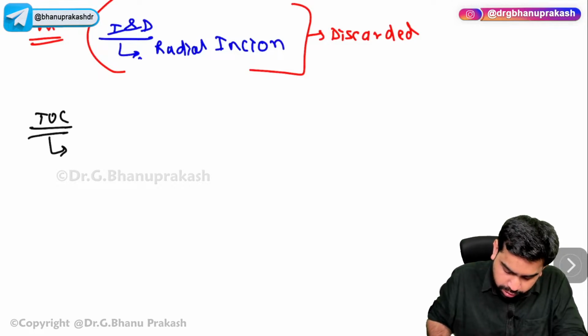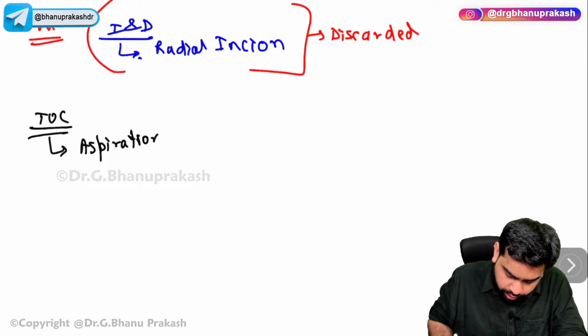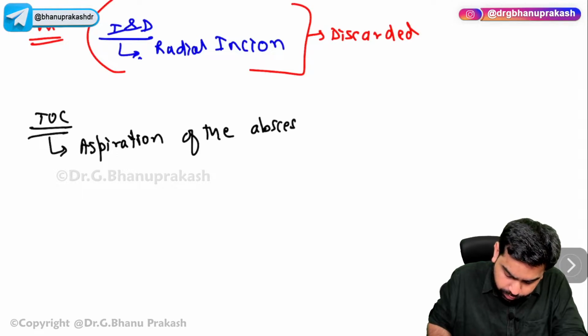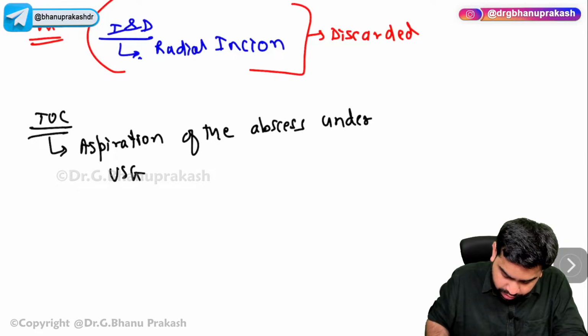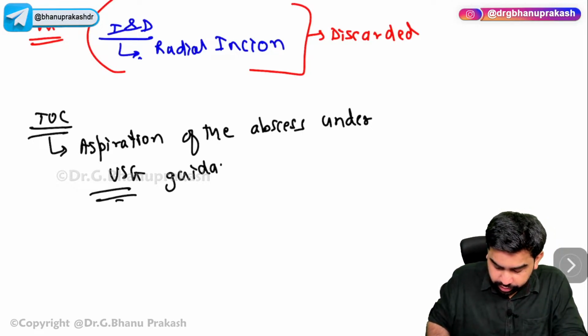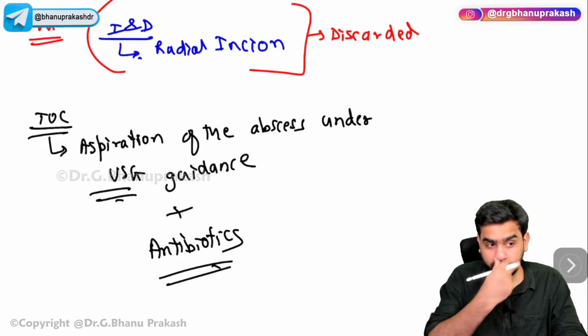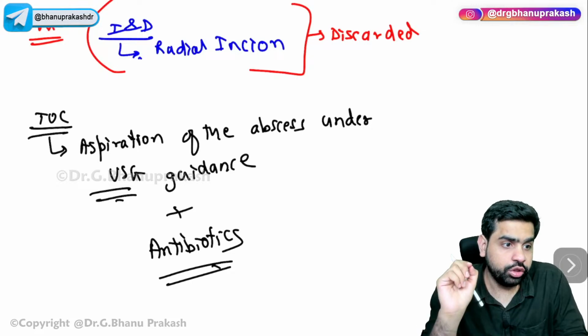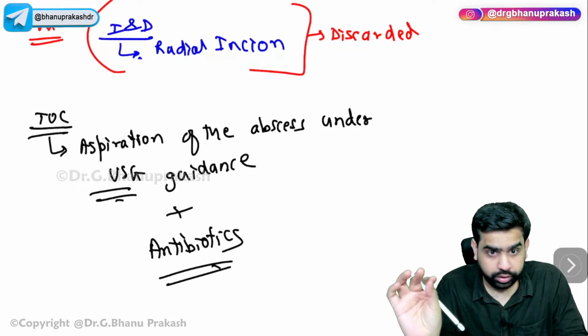The treatment of choice is basically aspiration of the abscess under USG, so ultrasound guidance, and obviously along with this you are going to give antibiotics to the patient. So please try to understand over here: you are going to give the antibiotics and you are going to do the aspiration.